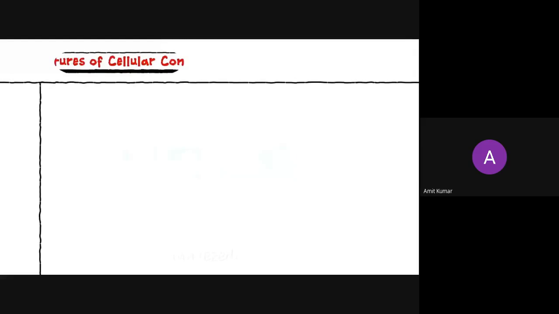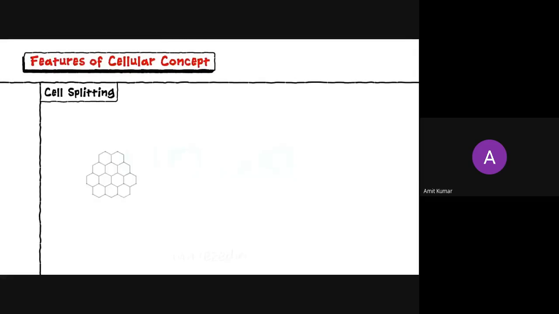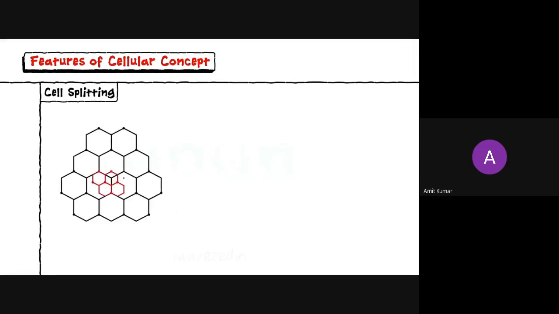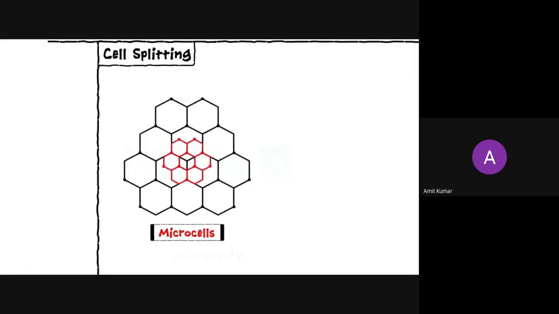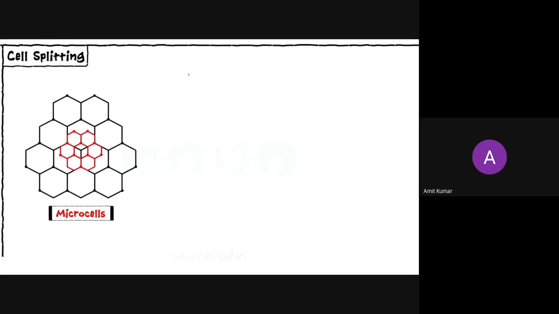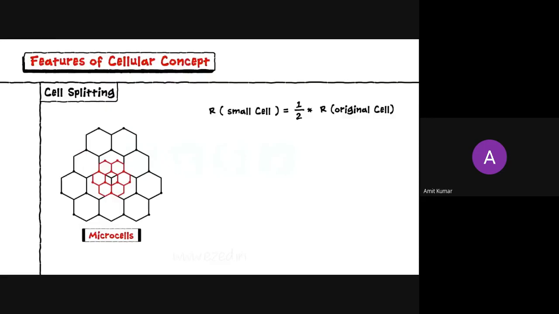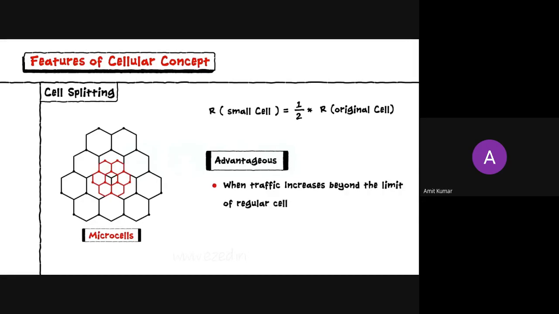The second feature of the cellular concept is cell splitting. In the cell splitting technique, each cell is divided into smaller cells, known as microcells. The radius of these small cells is half of the original radius. Cell splitting technique proves advantageous when the traffic of cell phone users increases beyond the limit of a regular cell.